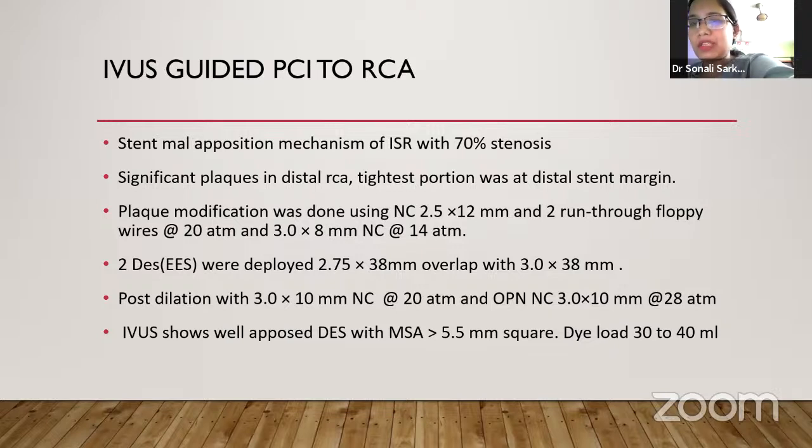Post dilation, we used a 3 into 10 millimeter NC at 20 to 24 atm, but even then, from the stent boost itself, it was apparent that a portion of the stent had not opened up. So then we had to use an OPN NC, a 3 into 10 millimeter at 28 to 32 atm for optimal stent opening. Post stenting showed an MSA of more than 5.5 millimeter square, and we could do the entire RCA procedure with a dye load of about 30 to 40 ml only.